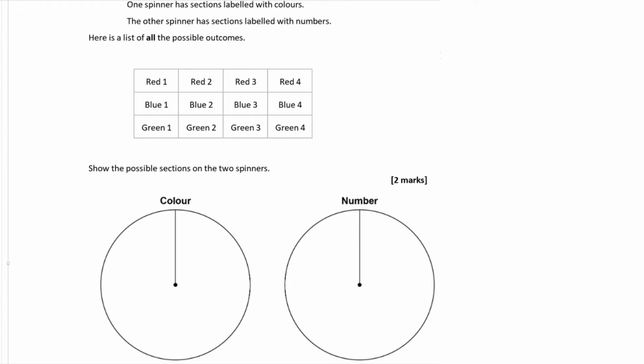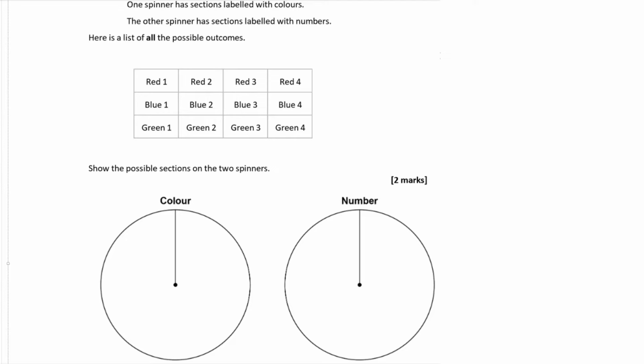Part B says two different spinners are spun. One spinner has sections labelled with colours and the other spinner has sections labelled with numbers. Here is a list of all the possible outcomes. So you could get red 1, red 2, red 3, red 4, blue 1, blue 2, blue 3, blue 4, green 1, green 2, green 3, green 4. Show the possible sections on the two spinners.